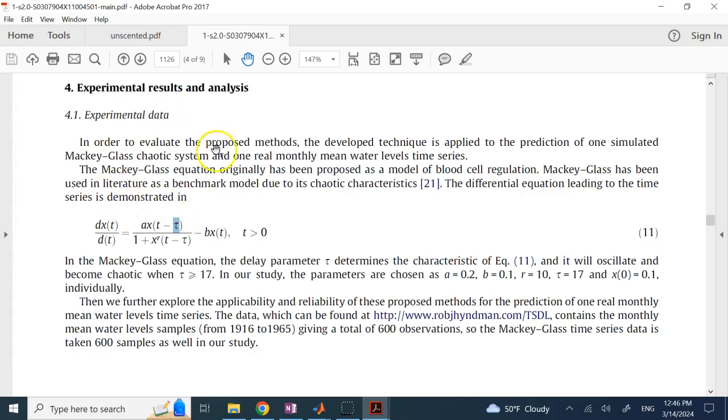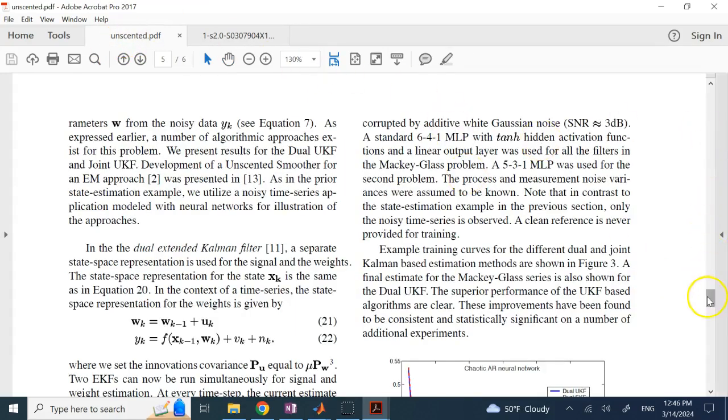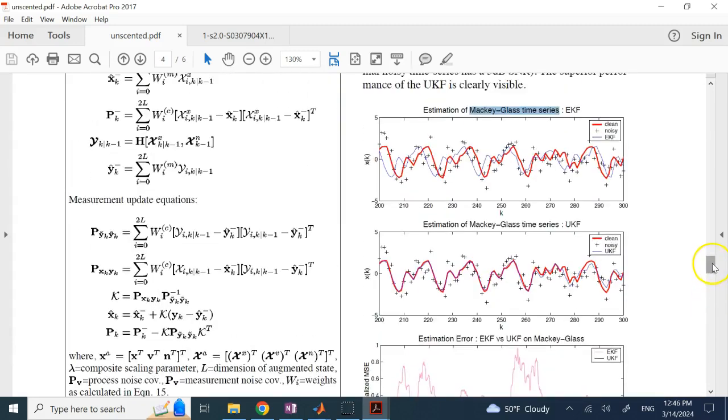In both of these papers, the numbers chosen for A, R, B, and tau are these. A is 0.2, B is 0.1, R is 10. You can show that for a delay of more than 17 seconds, the system becomes chaotic, and that is exactly what we did. In this paper, the initial condition is 0.1, in this other one it is 1.2. But clearly, you see that UKF did a way better job compared to EKF. This is what I implemented in my MATLAB code, so you can see the superiority.